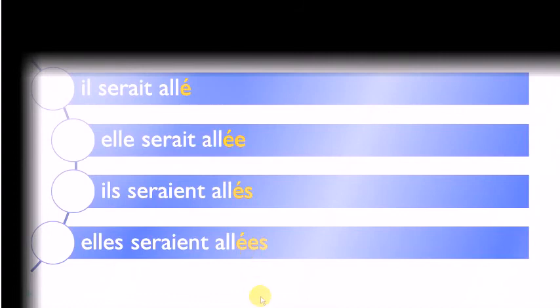Okay, so let's see now the full thing. So je serais allé, okay, and then if you want to make the liaison, it would be more beautiful. Je serais allé. Tu serais allé. Il serait allé. Elle serait allée. Nous serions allés. Vous seriez allé. Ils seraient allés. Elles seraient allées. All right, so that's it.